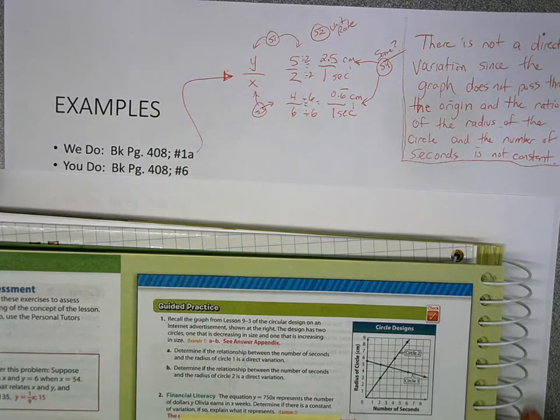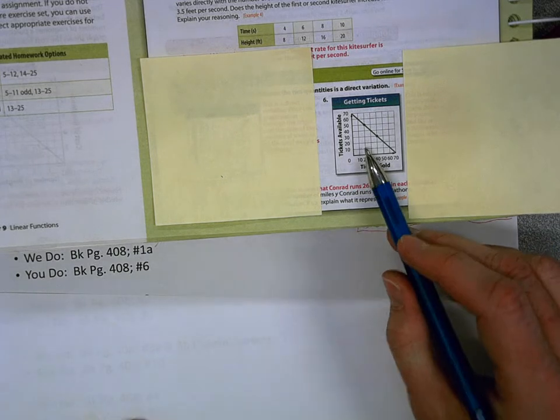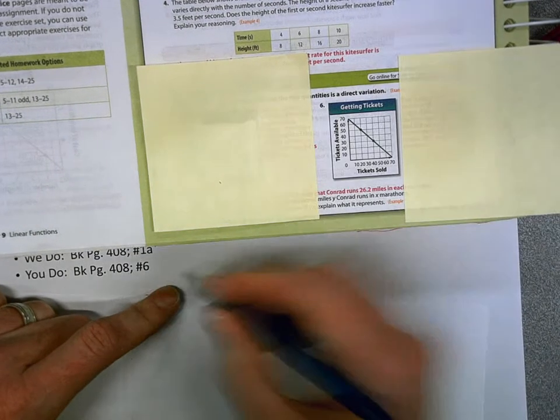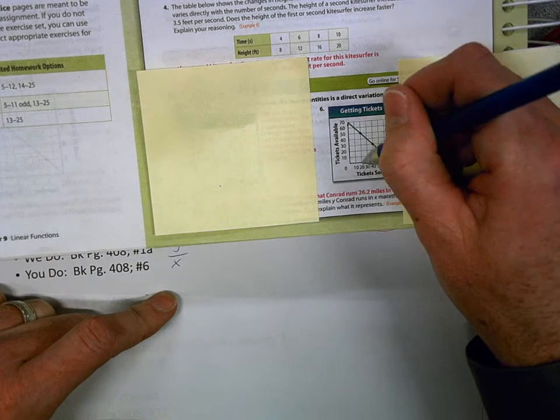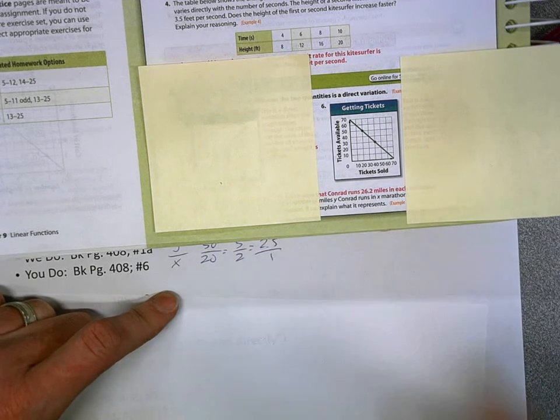All right. So, problem number six. Problem number six says, determine if the relationship between the two quantities is a direct variation. So, again, for review's sake, let's see if I can fit this on. All right, so is there a direct variation? Well, first of all, taking a look, backing it up with data here, if I do the ratio of y over x, we have 50 over 20, which of course reduces to 5 over 2, which reduces to 2.5 over 1, okay?